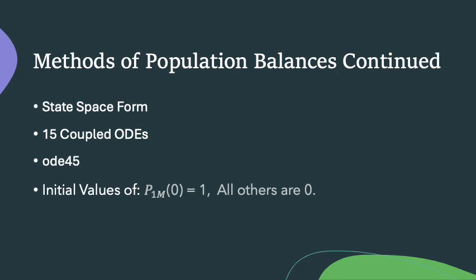After using state space form, we use the MATLAB solver ODE45, which is a Runge-Kutta 4 method combined with a Runge-Kutta 5. Plotting this will give us the concentration of the different populations over time.